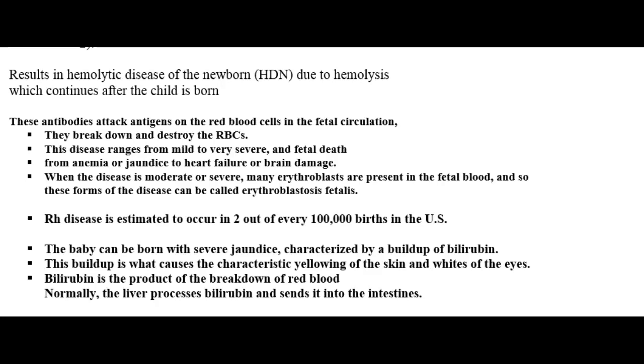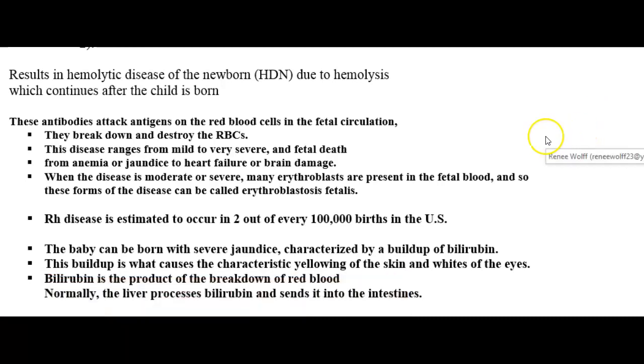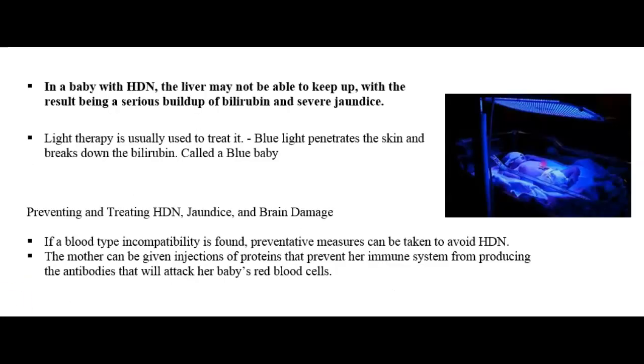This buildup of the bilirubin causes characteristic yellowing of the skin and whites of the eyes, so it causes jaundice, right? Orangish, yellowish. Bilirubin is a product of the breakdown of those red blood cells. Normally the liver processes the bilirubin and sends it to the intestines. But in the baby with HDN, the liver may not be able to keep up with all the red blood cells being destroyed. So the result can be a serious buildup of bilirubin and severe jaundice.